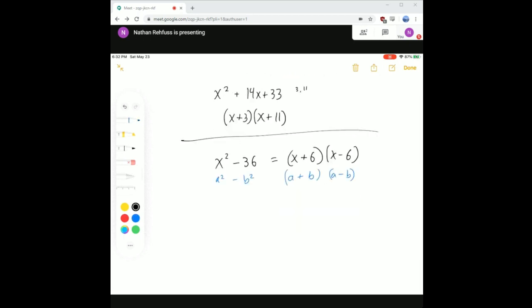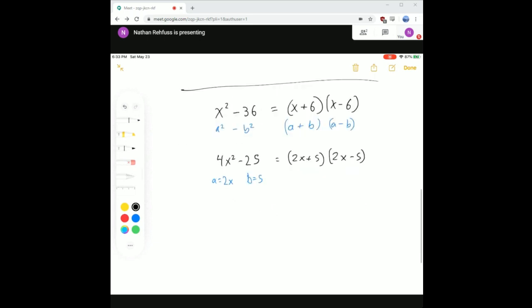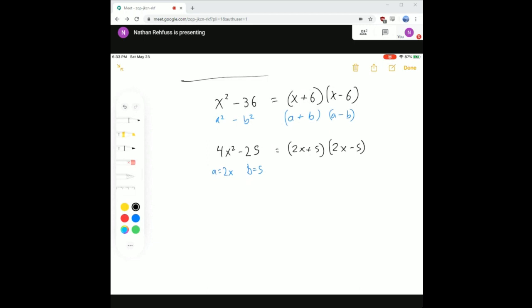We could even do something crazy like, what if I gave you 4x squared minus 25 to factor? Any ideas? Well, pretty clearly b is 5. What's a? What thing times itself is 4x squared? It's 2x. All right. So this is going to be equal to 2x plus 5 times 2x minus 5. Nice. So that's the difference of squares.